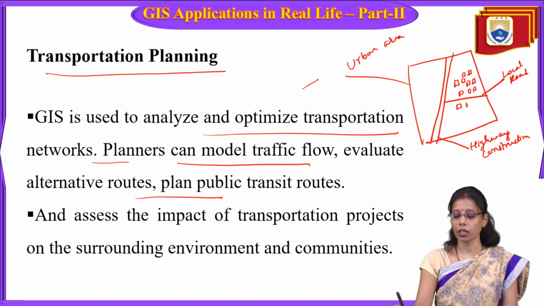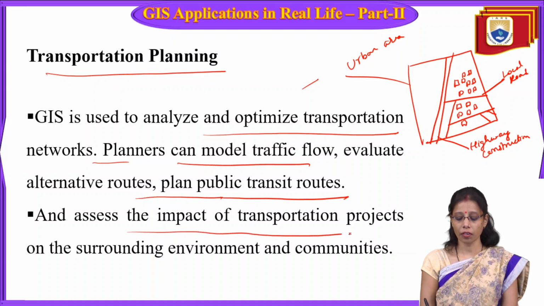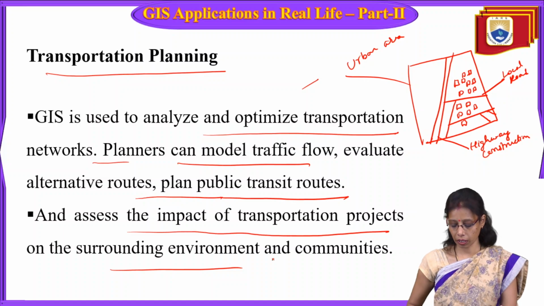transportation planning. The transportation planning should be in such a way that the areas connect to each other. Suppose one more road will connect here, this will connect here. So based on that, it has to be seen that the main road should be connected to the highway, or what are the different routes related to that. That can all be done with the public transit routes, and assess the impact of transportation projects on surrounding environments and communities.